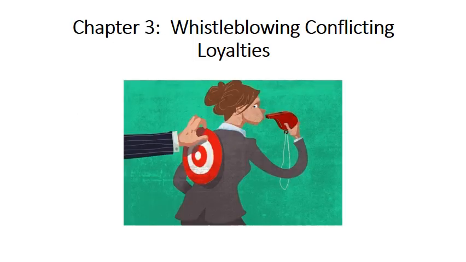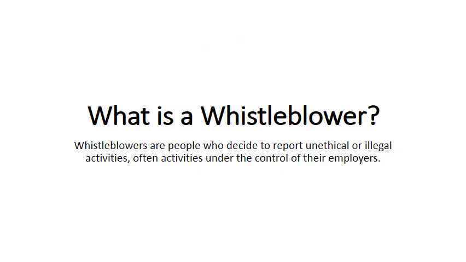Chapter 3 deals with whistleblowing, conflicting loyalties. What is a whistleblower? A whistleblower is a person who decides to report unethical or illegal activities, often activities under the control of his or her employer.